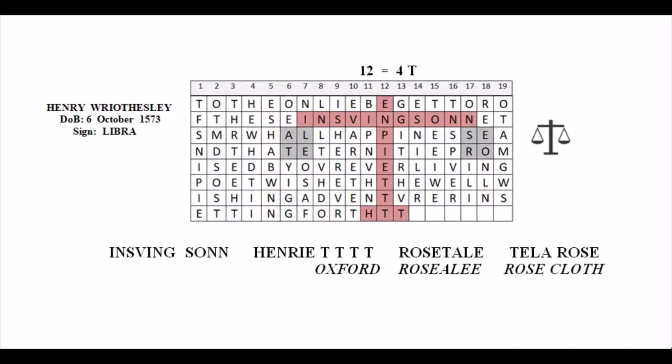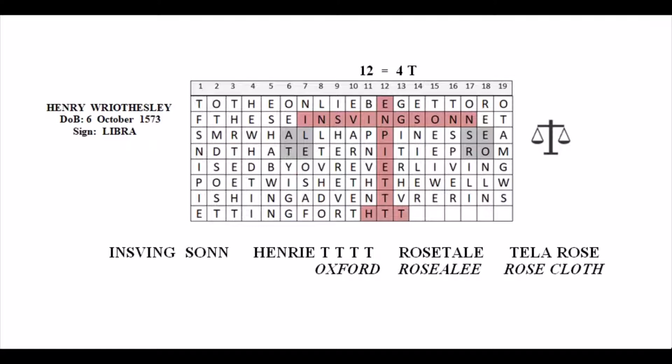In the last video, I explained how I believe 12 is a cipher for 4T. I discovered that the gematria value of 4-letter T's is equivalent to the values of the letters spelling Oxford. So there's a correspondence between 12, a cipher for 4T, and Oxford.